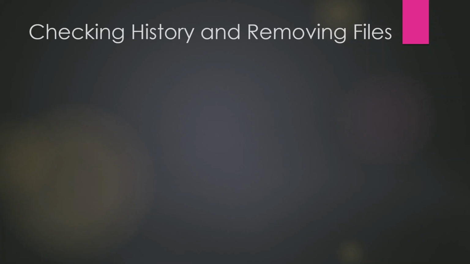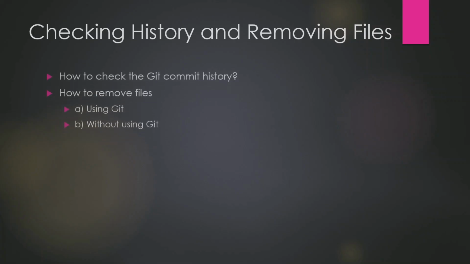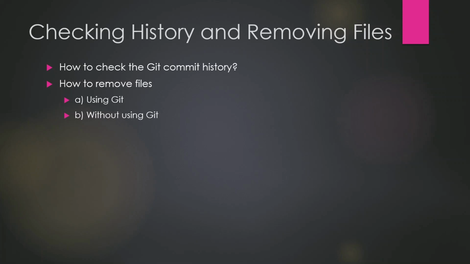As you can see on my screen, we'll be talking about these two things. First would be how to check the git commit history, which means that whatever commits you have done from the start until now, you will see them, and how to see them and what command is used. We'll check that. Second is how to remove files. Files can be removed using two methods: one using git and second without using git, and how to use both of them and what are the challenges that we face in using the first one or the second one. So this is what we are going to learn today.